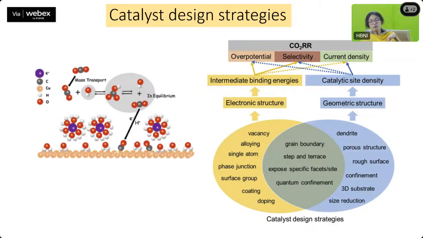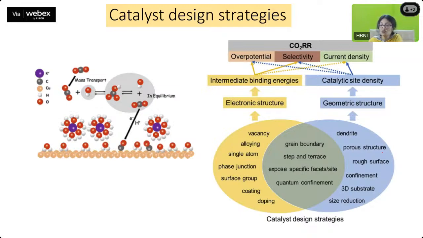Now the other point by which you can change the overpotential, selectivity and current density is via your catalytic site density. Catalytic site density is dependent on what? It is dependent on your geometric structure. So what are the different geometric structures you can form?